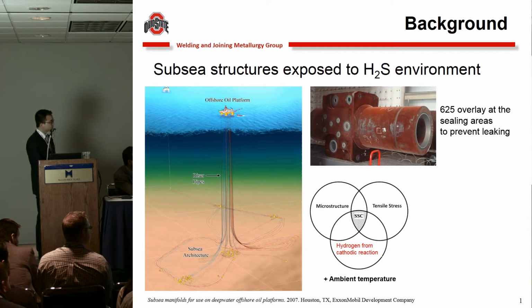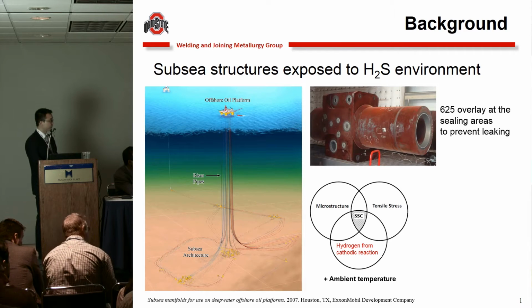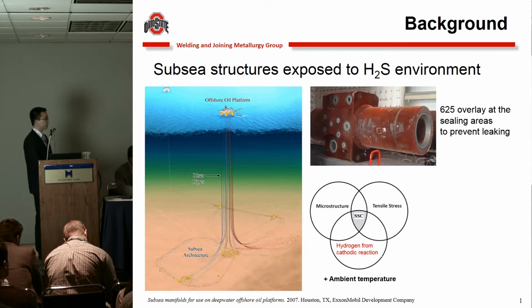When four conditions are met, this equipment faces the problem of surface stress cracking. The first is the susceptible microstructure near the interface between 625 and the F22 steel. The second condition is the tensile stress introduced by the crude oil transporting through this equipment. The hydrogen from the crude oil is the third condition, and the fourth condition is the ambient temperature in the subsea environment.